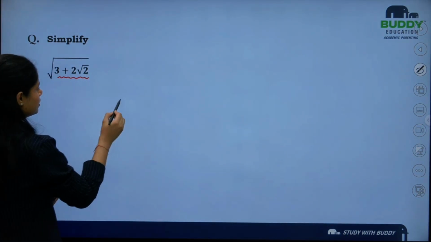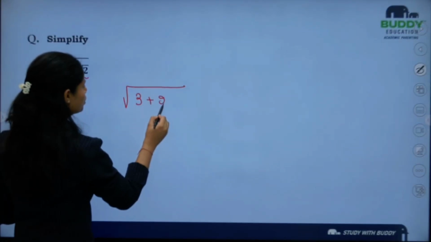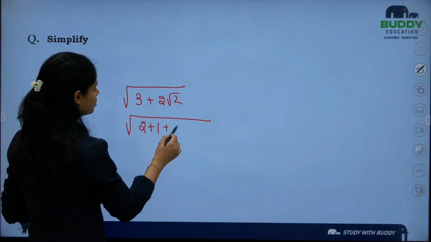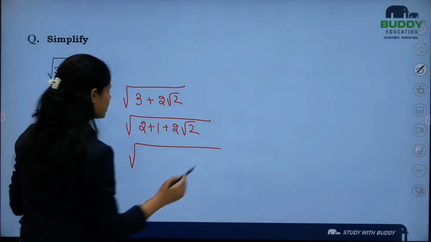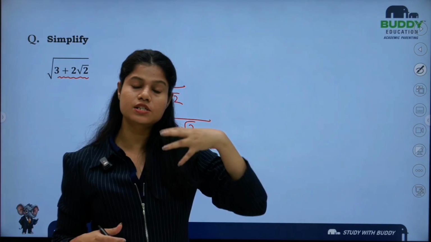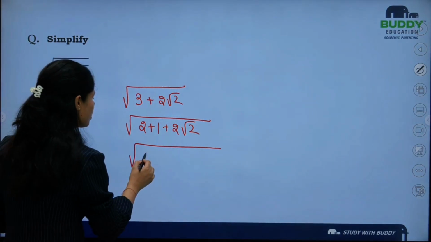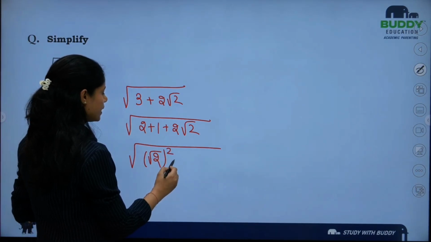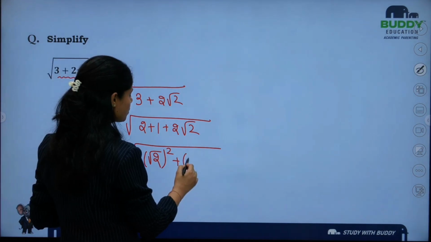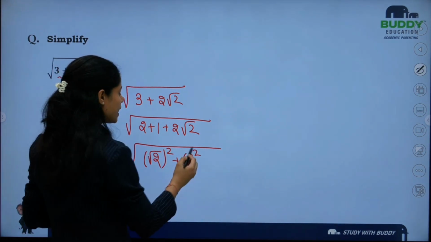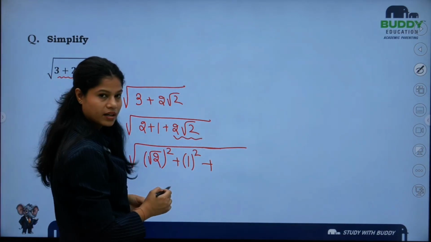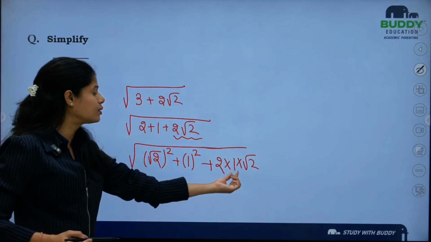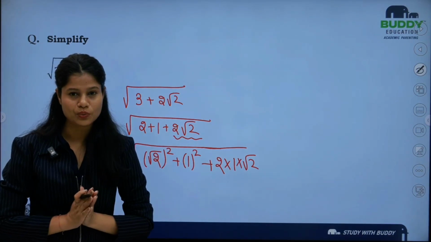Just see that for this 3 plus 2 root 2, can we also write this 3 as 2 plus 1? Definitely we can do it, right? And if I want to go further, just think about a number which is the square of 2, and that number is for sure under root 2. So in place of 2, we have just replaced under root 2 whole square. Now 1 is definitely the square of 1, so we will replace this by 1 square. And then what about this term? Can you also write it as 2 into 1 into root 2, because when you calculate it, you will again get 2 root 2, right?